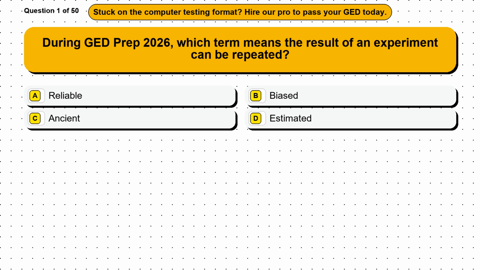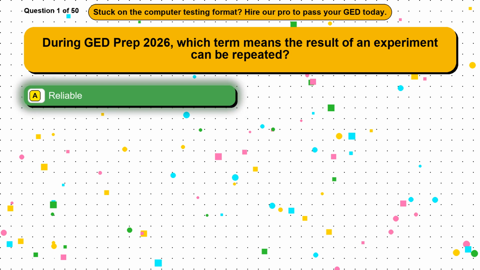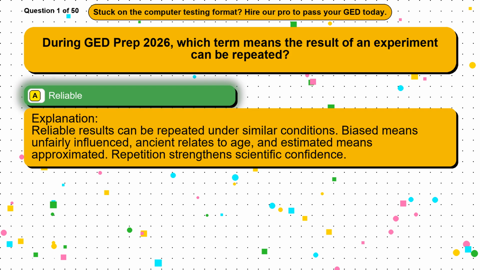Question 1. During GED Prep 2026, which term means the result of an experiment can be repeated? Option A, reliable. Option B, biased. Option C, ancient. Option D, estimated. The correct answer is option A. Reliable. Reliable results can be repeated under similar conditions. Biased means unfairly influenced, ancient relates to age, and estimated means approximated. Repetition strengthens scientific confidence.